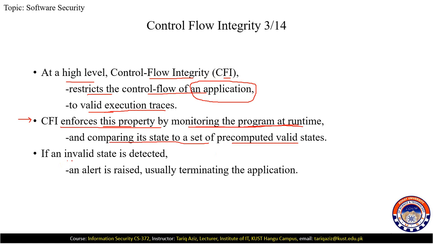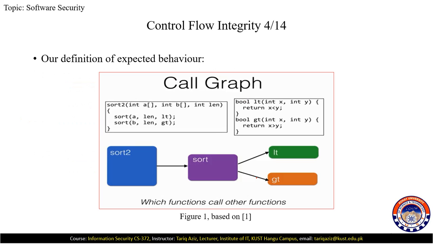If an invalid state is detected, an alert is raised, usually terminating the application. So this is the basic concept of CFI. Now, dear students, let me explain the concept with the help of the diagram. First of all, we have to define the expected behavior.